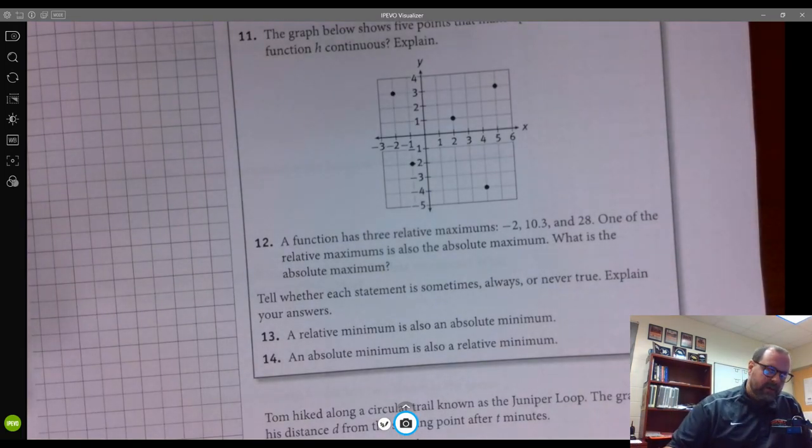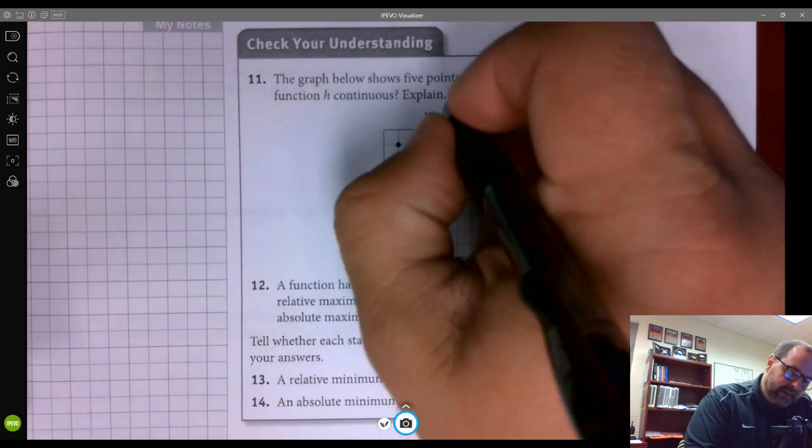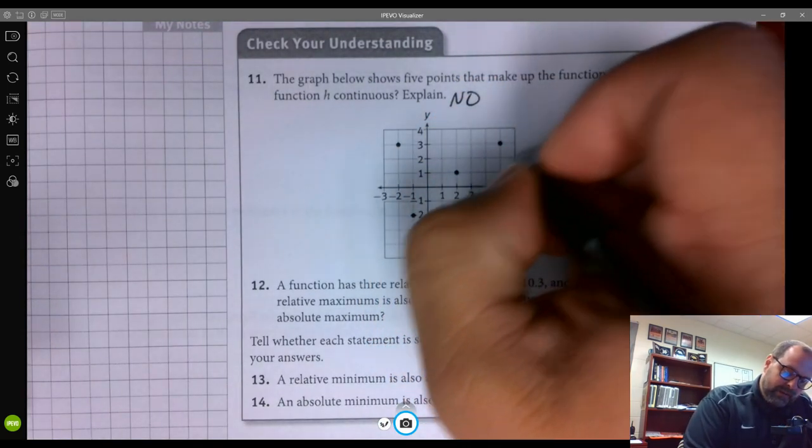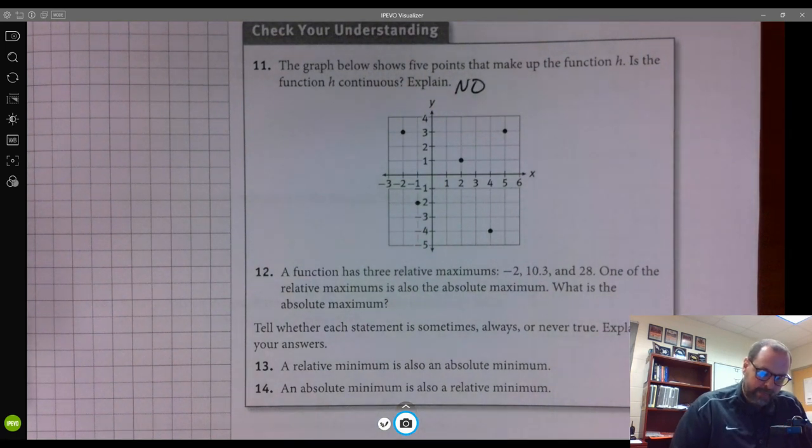Let's move on. Think about this for a second. First, the check your understanding number 11. Is this continuous or discrete? Oh my goodness, that's what they ask. Is the function h continuous? No. Why not? It is disjointed. Continuous means connected. So no. Okay, you could explain by saying it's disjointed.